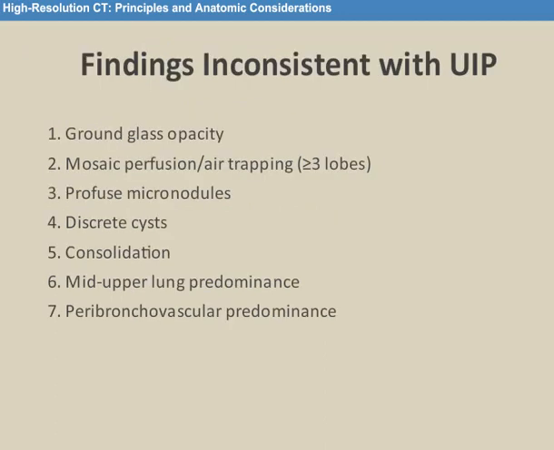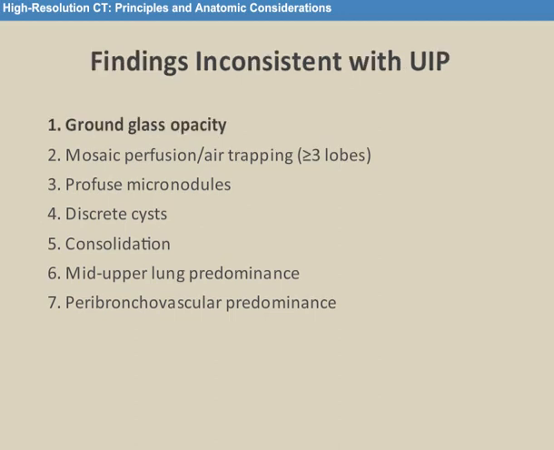So these are the features inconsistent with UIP, right? Ground glass opacity, significant mosaic perfusion or air trapping, and that's usually bilateral in 3 or more lobes, nodules, cysts, consolidation, and then atypical distribution, usually meaning more upper lung, more central disease. So let's talk a little bit about each one of these.